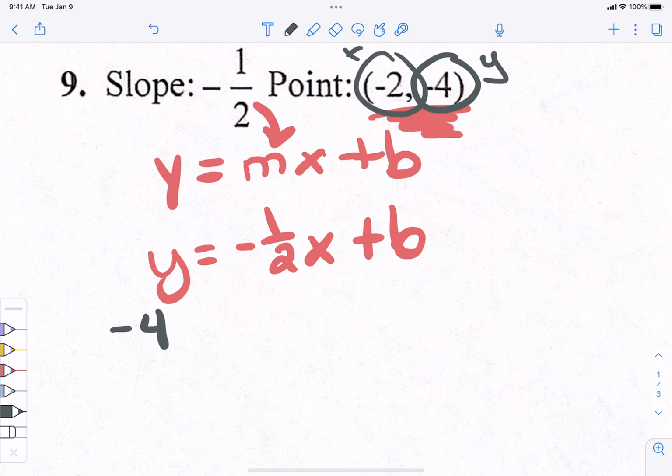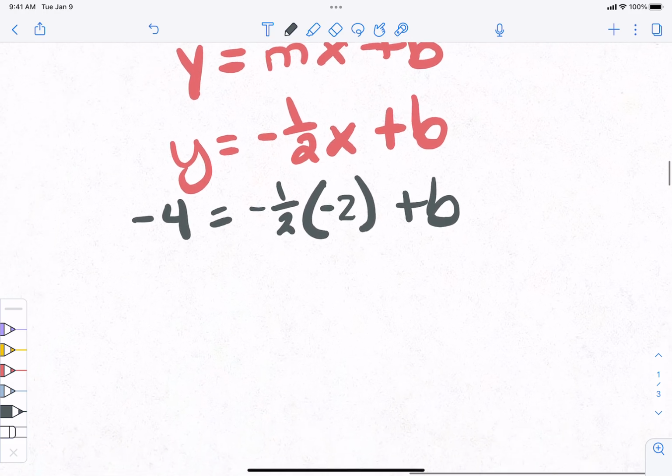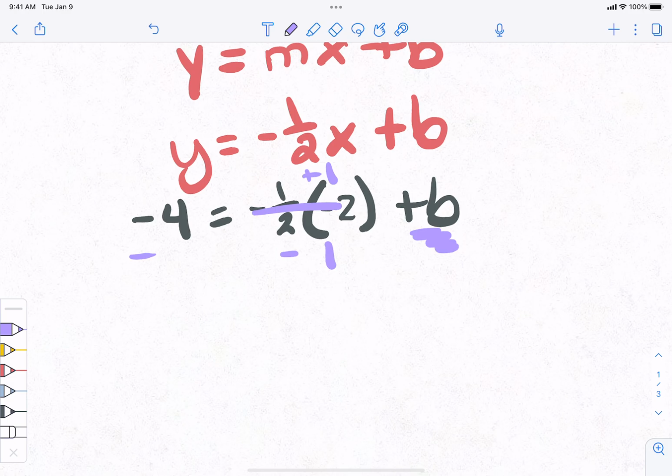So negative 4 equals negative 1/2 times negative 2 plus b. And we solve. Now we have to take negative 1/2 times negative 2. What is that? Positive 1. And I want to solve for b, which means I have to get that 1 to the other side. So subtract the 1, so b is negative 5. Yep. I had a lot of people do that, and then they move on to the next one. But you're not done yet.